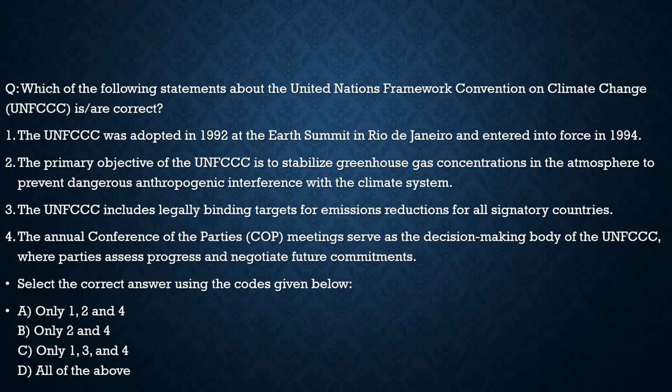Here the question is about the United Nations Framework Convention on Climate Change. The question says which of the statements about UNFCCC are correct. First statement, the UNFCCC was adopted in 1992, 100% correct, at the Earth Summit in Rio de Janeiro and entered into force in 1994, correct. Second statement, the primary objective of the UNFCCC is to stabilize greenhouse gas concentrations in the atmosphere to prevent dangerous anthropogenic interference with the climate system. 100% correct. The man-made interference, how it has impacted the global climate.